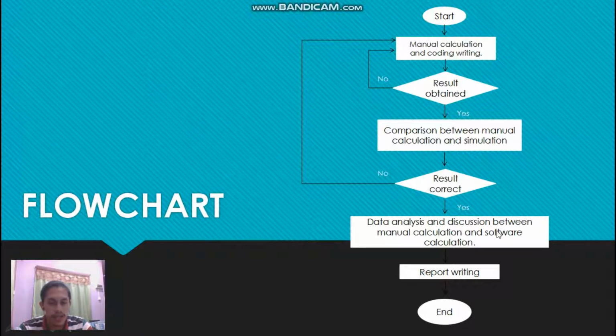At the final step, we do an analysis and discussion using the data obtained. From this discussion, we can determine the best method to complete all the problems. After we determine the best method, we can proceed to the report writing.